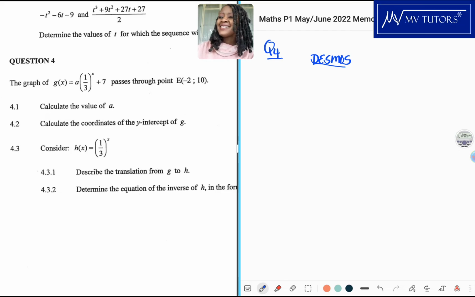But yes, 4.1 says calculate the value of a. Instead of g of x, I'm just going to say y is equal to a times (a third) to the power x plus 7, and it passes through a point E.